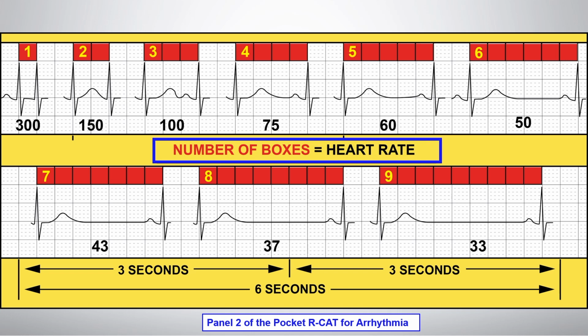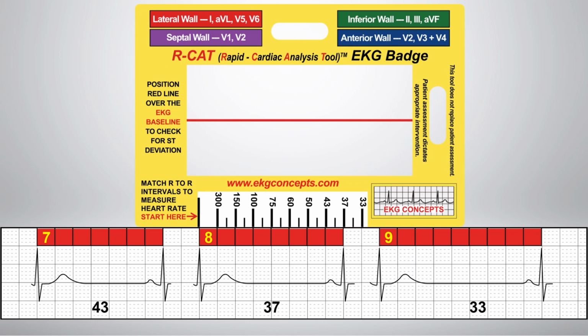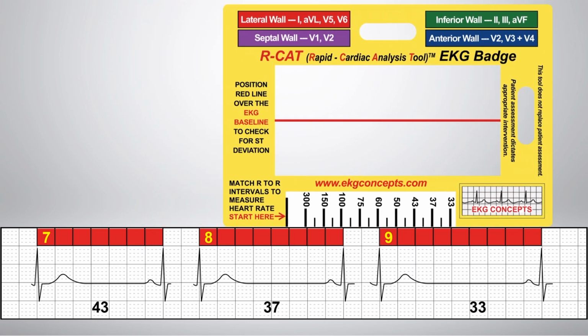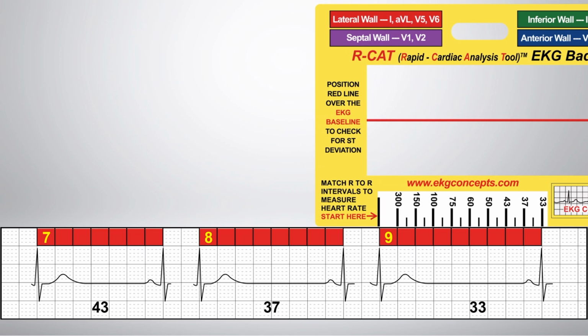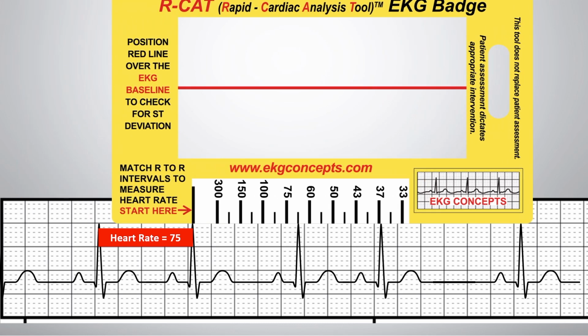Panel 2 of the Pocket RCAT for Arrhythmia explains how we count boxes between the R to R interval to get the heart rate. With the calibrated red boxes of the EKG badge, the tedious practice of counting little dots in boxes with calipers, paper, and pencil is no longer necessary to achieve precision measurement. Even with a variable heart rate, you can see how easy it is using the badge to get accurate measurement.